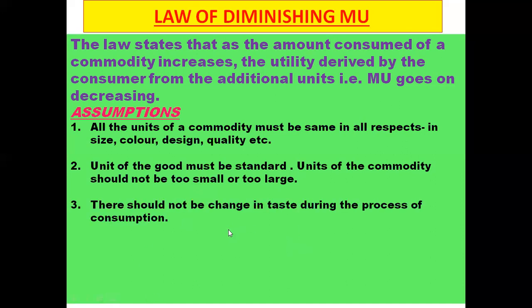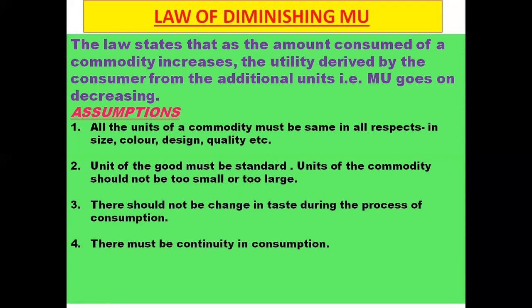They should not be changed in taste during the process of consumption. If consumer's taste is changing, suppose he or she is having mangoes, then one apple and then mangoes, marginal utility may rise because he or she had apples in the middle of the consumption.